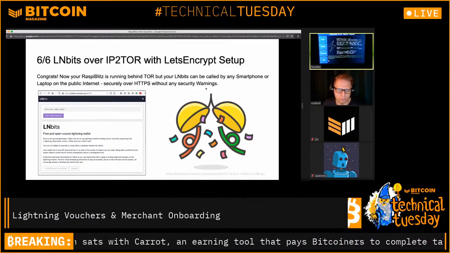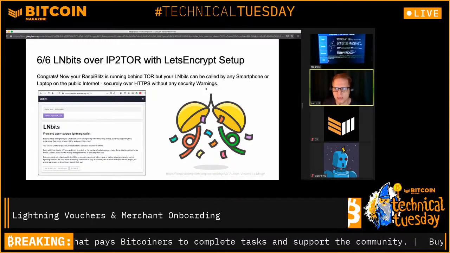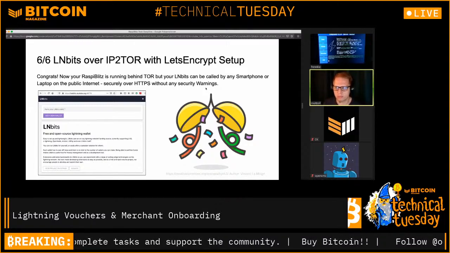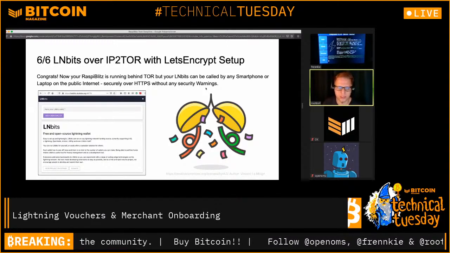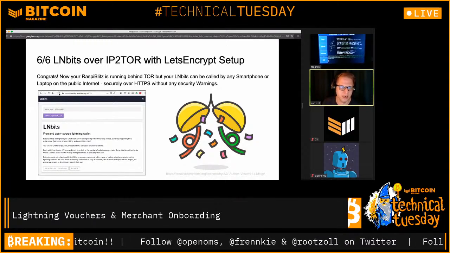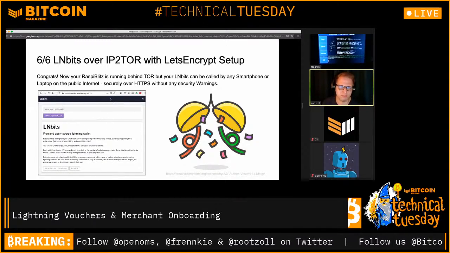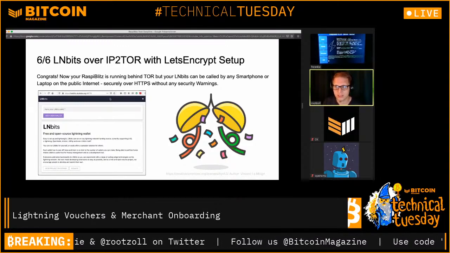Okay. Perfect. So this is exactly what we need. So now we have a service. We have LNbits running on our RaspiBlitz, securely behind Tor. We're using the IP2Tor bridge, and with that service now, everybody in our local community can just call it like every other website that would be out there on the internet, and without any security warnings, now reach our service.